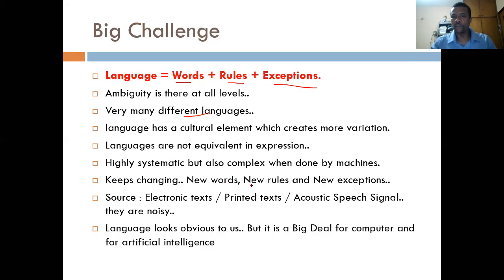It keeps changing. We have new words, new rules, new exceptions. And it can be at the electronic level, it can be speech, it can be noisy. But we know that even though it is very simple for a human being, it's a big deal for a computer. And we are going to see this throughout the chapter.